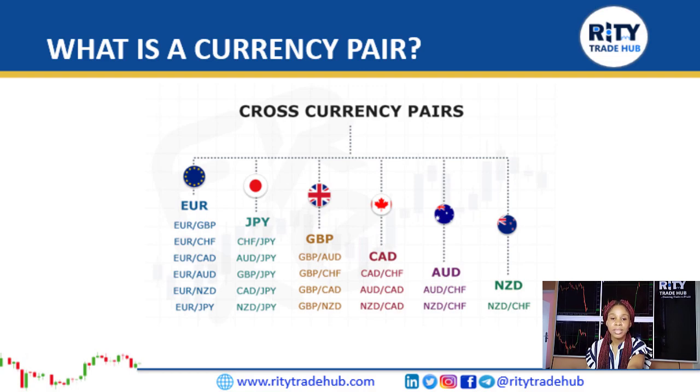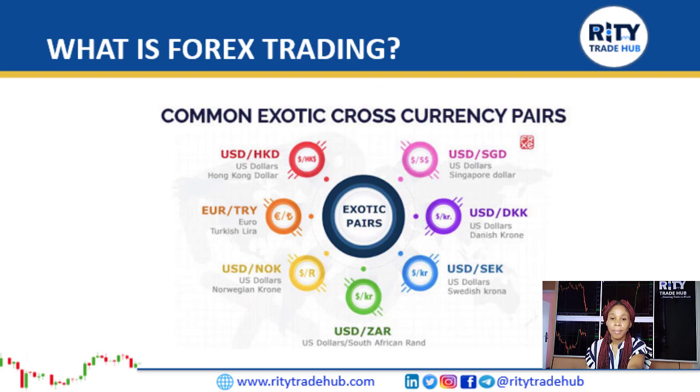The next are exotic pairs. The exotic currency pairs are pairs consisting of one major currency and the currency of a developing country, and they are usually less traded. These are examples of some exotic pairs. We have the USD SGD, that is the Singapore dollar. We also have the USD HKD, which is the US dollar and the Hong Kong dollar.